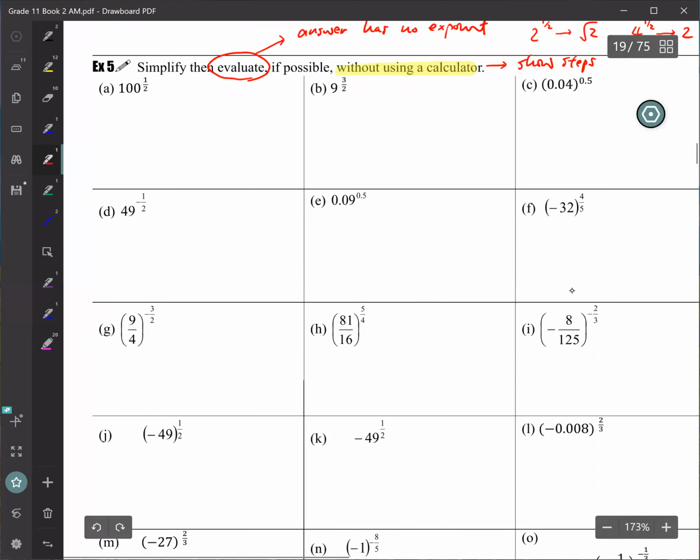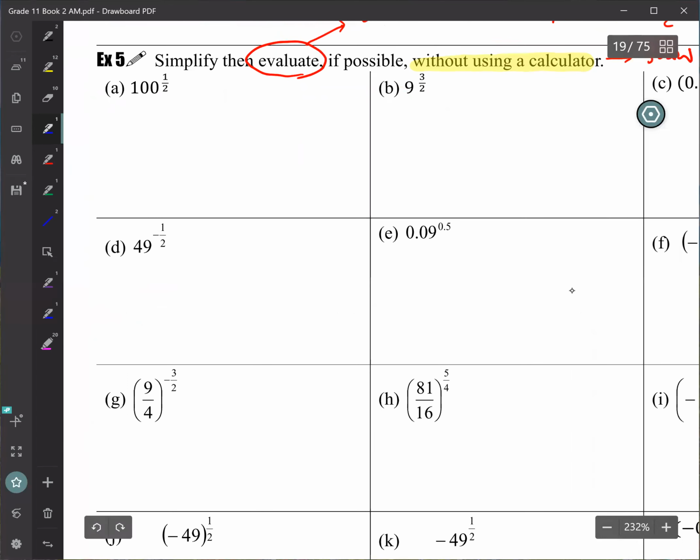So we'll start with question A. That's an easy one, right? 100 to the half, that's a square root. By now, everyone can do it right away. But we don't want to stop there, because square root of 100 is a perfect square. So square root of 100 is 10. Leave your answer like that.